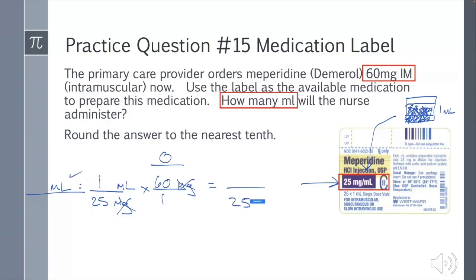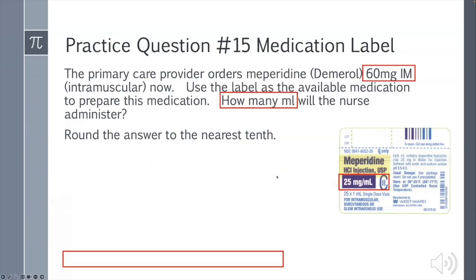25 times 1 is 25. 60 times 1 is 60. 60 divided by 25 is 2.4. So my patient's going to get 2.4 milliliters of that medication to get the required dose. Okay.